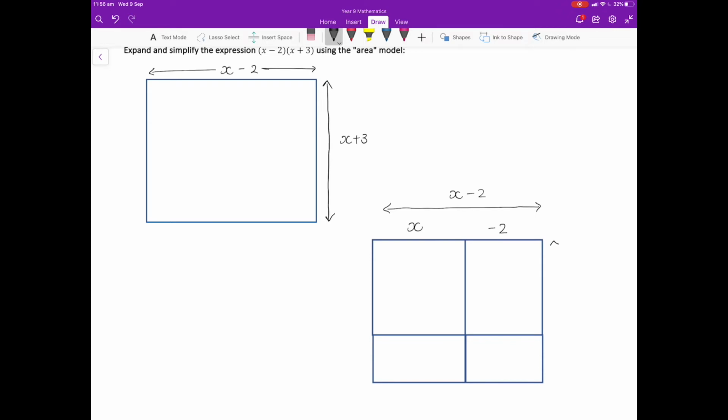Then for the side length, the total length was x plus 3. So splitting this up now, I'm going to make this part of the rectangle x and this bottom length here be positive 3. I'm just going to draw smaller arrows so it's clearer what length is associated with what part of the triangle, the rectangle or the square.